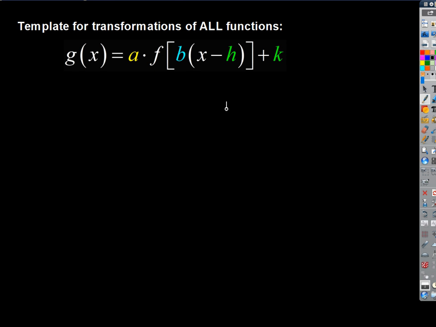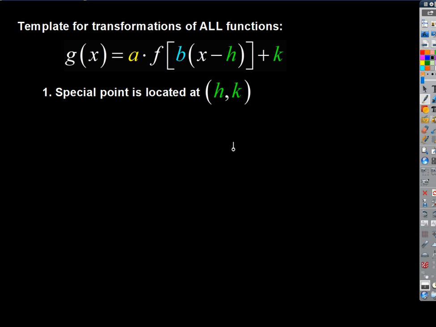Okay, so did you get this? That's what we need to get, because that tells us where everything goes in the function. Now, what do they do? What does H and K do again? The points. Okay, special point. Good. What does A do?